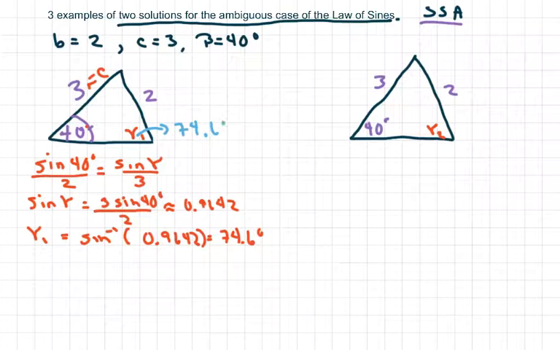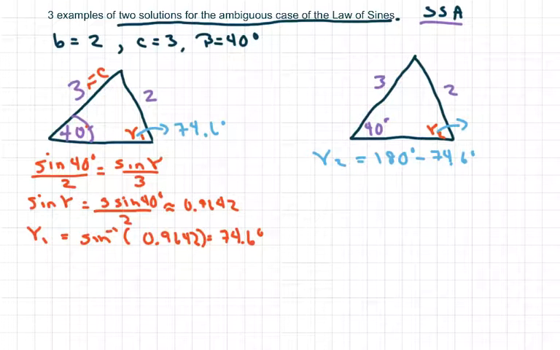So I know this gamma 1 here is 74.6 degrees. Now, since there's no angle or anchor here, we have to see if we can make another triangle. And we can, because this video is just about that. But I'm going to see if I have another gamma 2. Well, gamma 2 is what you get when you take 180 minus your gamma 1, which is 74.6 degrees. And what you get for gamma 2 is 105.4 degrees.